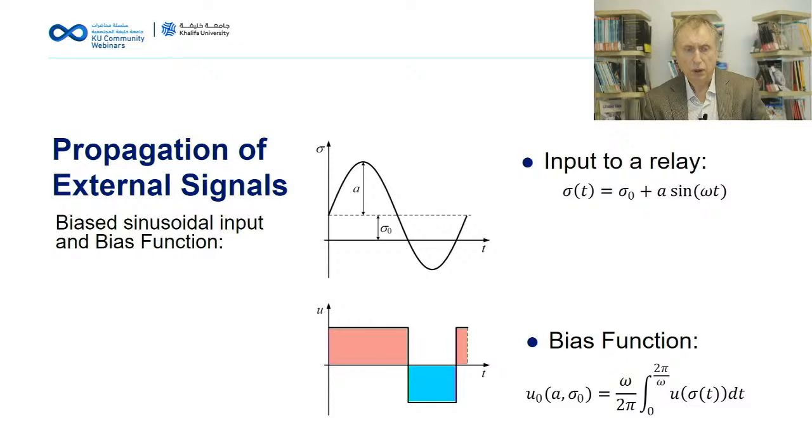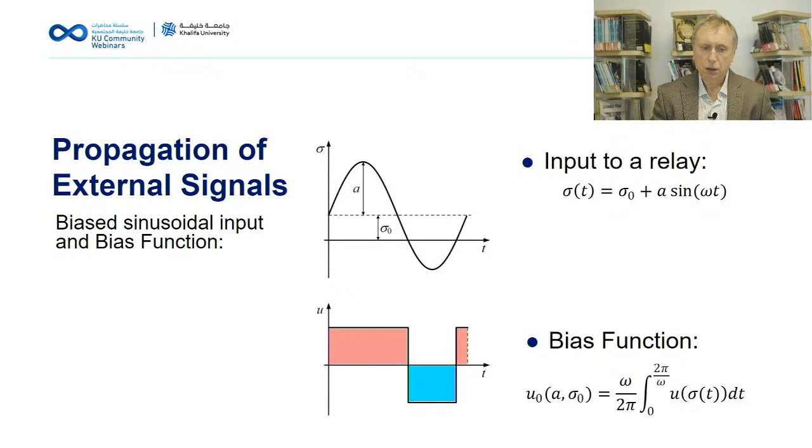First of all, we are going to consider the effect of propagation of external signals now through a relay feedback system, using the concepts of the describing function method. So let's assume that now our input to the nonlinearity has a biasing term, which is given here by sigma 0. Sigma 0 is a constant value. So sigma is a constant plus a sinusoid.